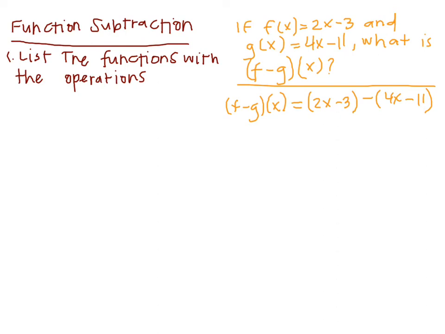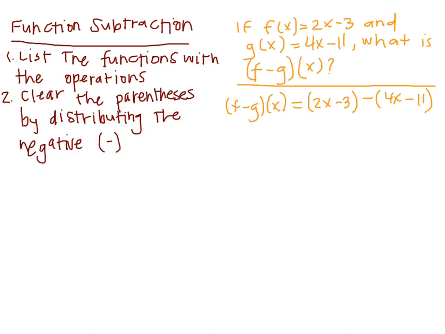The next step is a little bit different. We're going to get rid of the parentheses, but we can't just get rid of them. When we were doing addition, we just rewrote it without parentheses. Now when we clear the parentheses, we have to distribute the negative. And when I say the negative, I'm talking about that minus, or the minus 1 that we have.